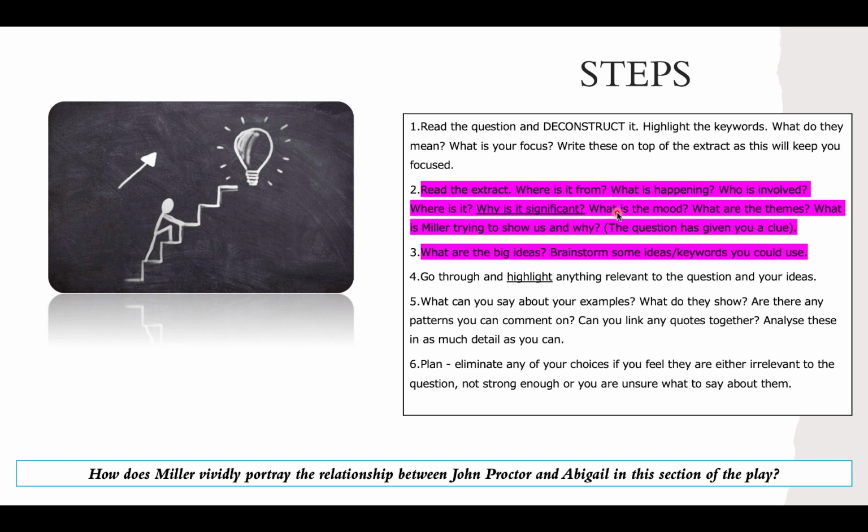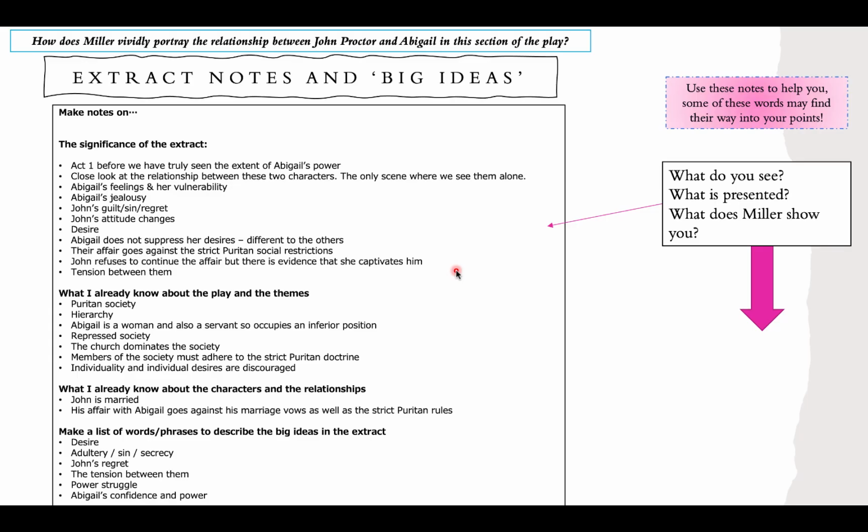Think about the mood that's expressed, what the themes are that you can see, what Miller's trying to show you and why. The question has given you a clue. So Miller is trying to show you something about their relationship. You just have to figure out what it is. And then you can think about, well, what are the big ideas that I see in this extract? It's a good idea for you to just brainstorm some key ideas or keywords that really represent what you feel you are being shown here, and then you may come back to them later on. They could be used for your point sentences when you start to plan out your answer.